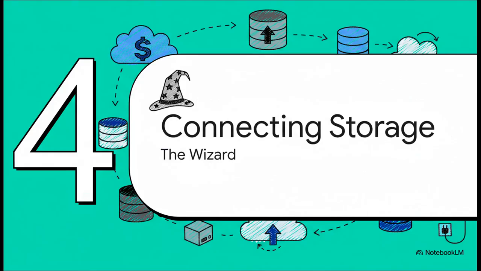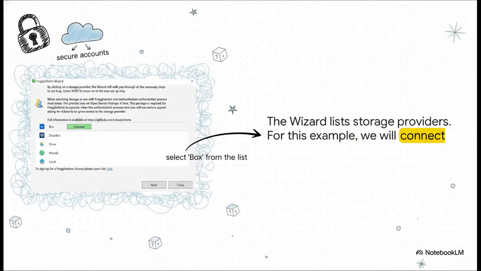Perfect. With the software installed, the one-time setup wizard should launch automatically. The very first thing it's going to help you do is connect all of your storage accounts. So, this wizard uses a really popular and secure tool called rclone to connect to your accounts. Let's use Box as our first example. All you have to do is select Box from the list and then click Connect.